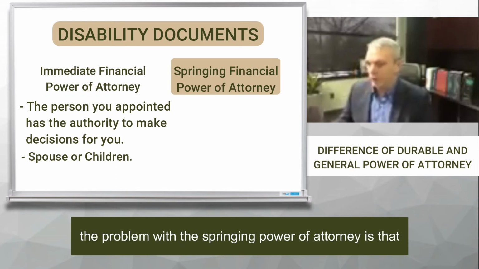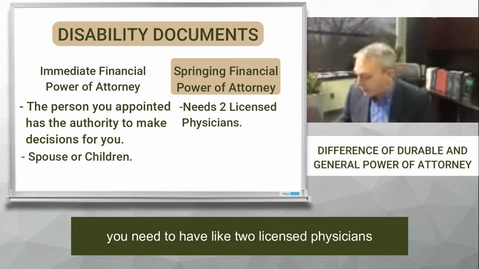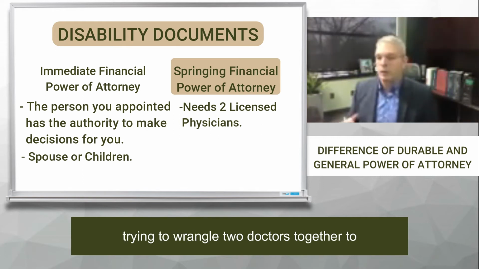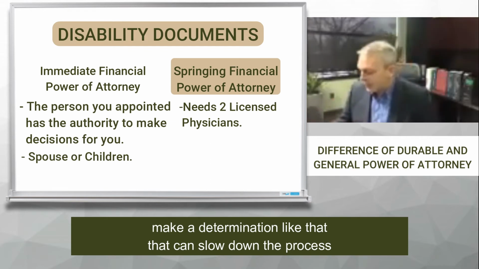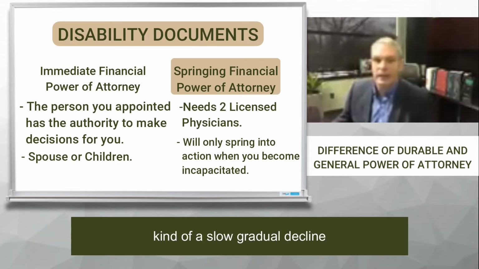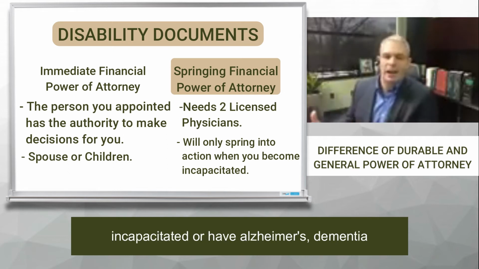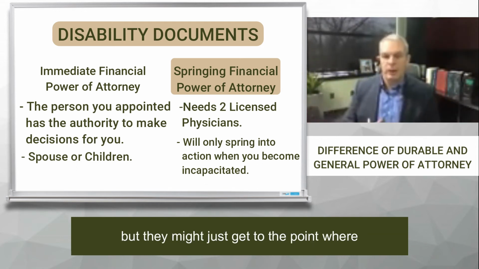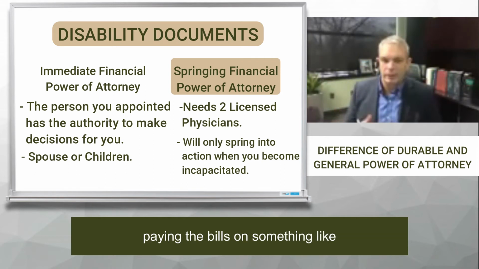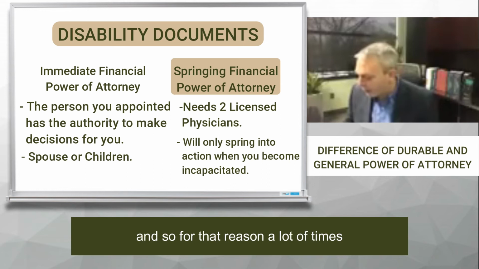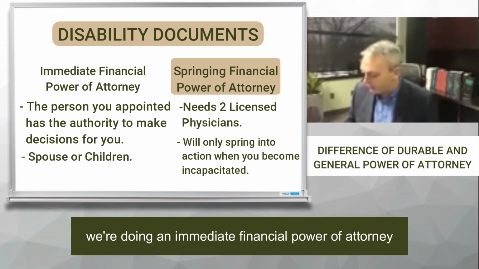The problem with a springing power of attorney is that for it to be effective, you need to have like two licensed physicians, two doctors signing off to say that someone's incapacitated. So that's the first problem, is that trying to wrangle two doctors together to make a determination like that can slow down the process. The second big issue is that we don't go from healthy to completely incapacitated. A lot of times we go through kind of a slow, gradual decline where someone might not be completely incapacitated or have Alzheimer's dementia where they don't recognize someone. But they might just get to the point where as they age, they don't want to have to worry about paying the bills or things like that. And that's where that springing power of attorney ends up failing. And so for that reason, a lot of times we're doing an immediate financial power of attorney.